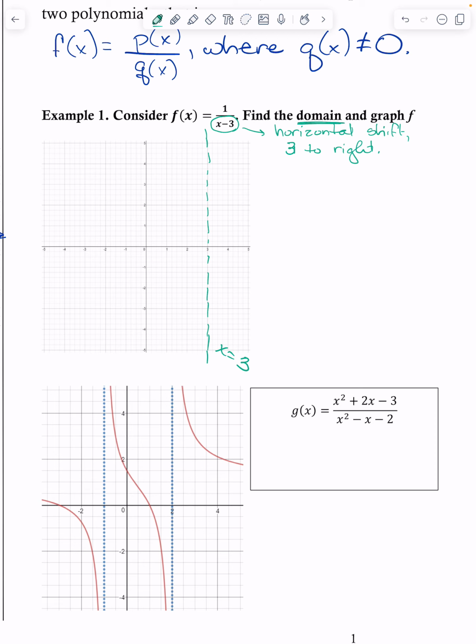So when we talk about the domain, this is the set of all x such that x cannot be 3. That's how we're writing that in set notation. A lot of times what you are asked for in the homework platform is interval notation.